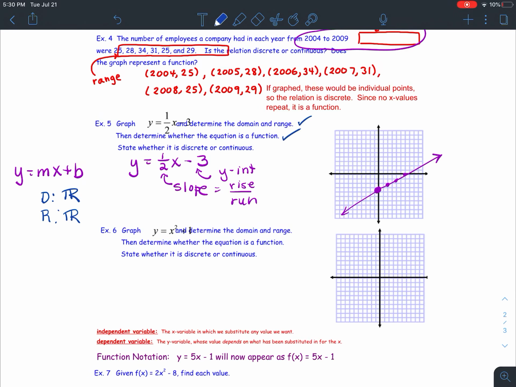I want to use the vertical line test to say whether this is a function. It certainly looks like this would pass the vertical line test, so I'm going to say yes, it is a function, and then it wants to know whether this is continuous or discrete. I'm definitely calling this continuous. There are no holes or gaps at all in this graph.